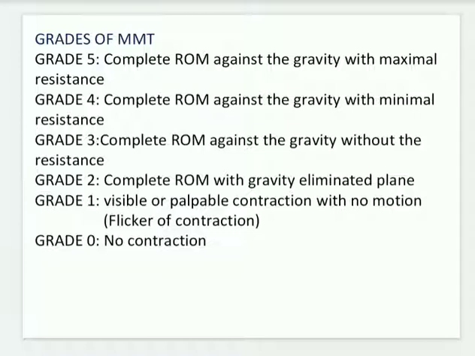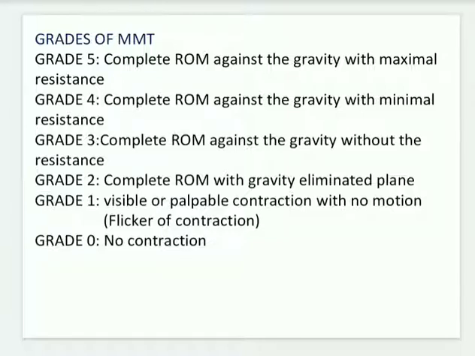Grade 5 tells about complete range of motion against gravity with maximal resistance. Grade 4, complete range of motion against gravity with minimal resistance. Grade 3, complete range of motion against gravity without resistance. Grade 2, complete range of motion with gravity eliminated, in the horizontal plane.